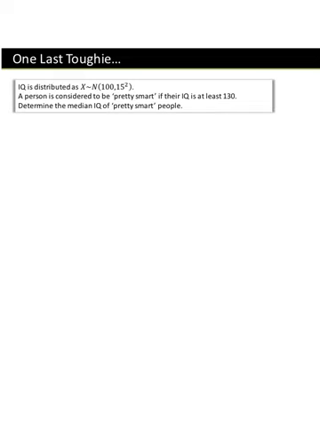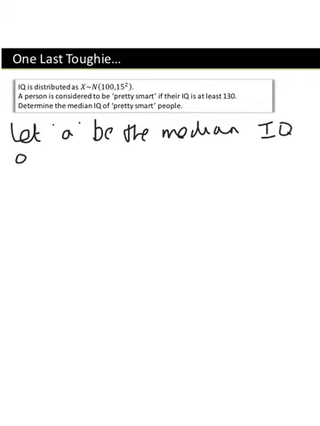So we're going to say, okay, let A be the median IQ of pretty smart people. Okay, so think about probability. This would be quite hard to recognise. This is quite a hard question.